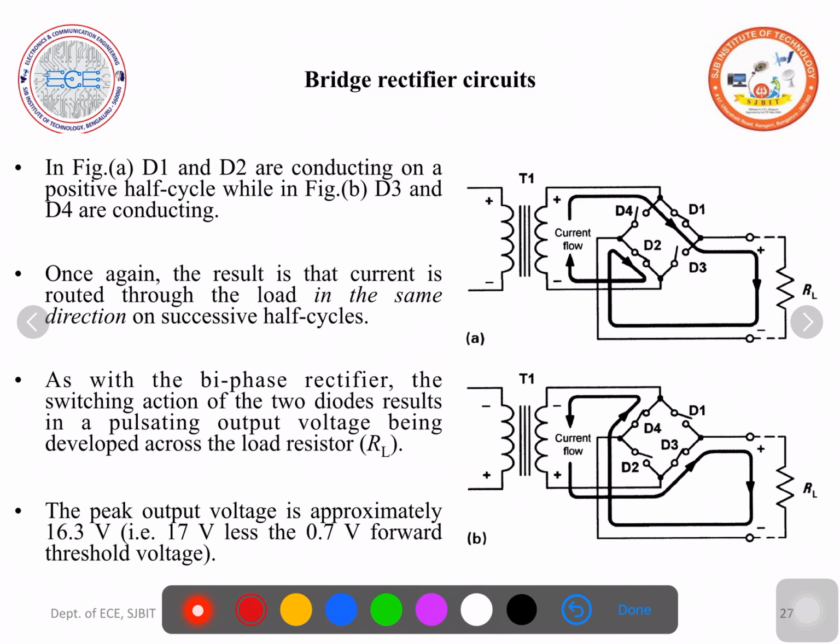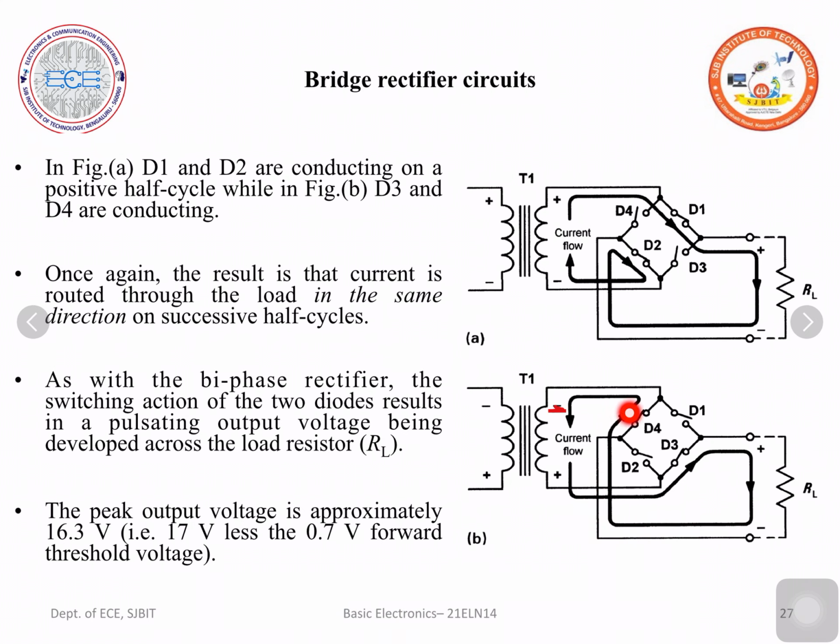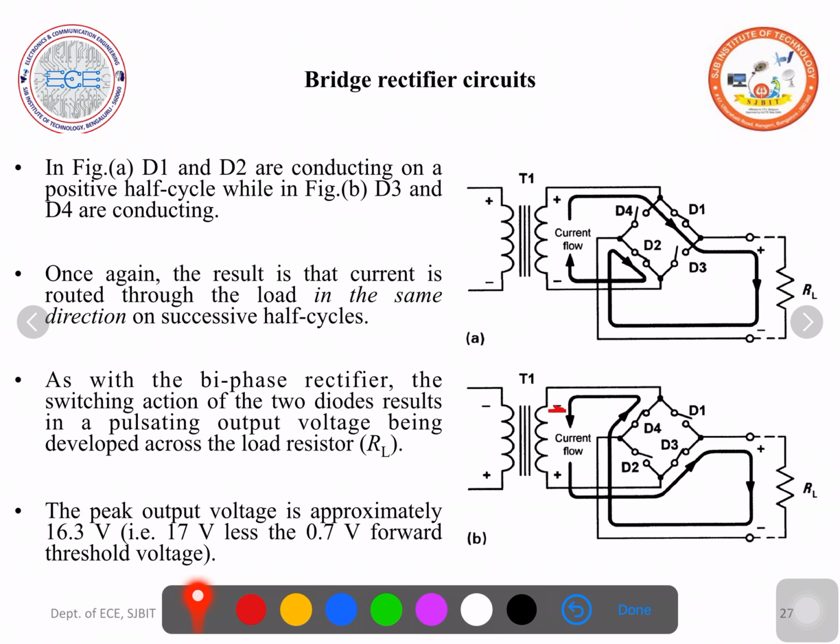So let us see how the equivalent circuit looks. In the negative half cycle, this terminal becomes positive. Now the current flows through D3, RL, D4 back to the transformer. It starts from the lower end of the transformer through D3, RL, D4 and back to the transformer. Just follow this dot. So current is flowing in the same direction in both half cycles.